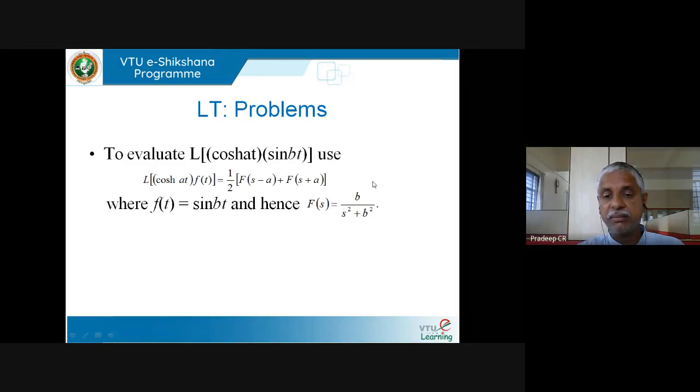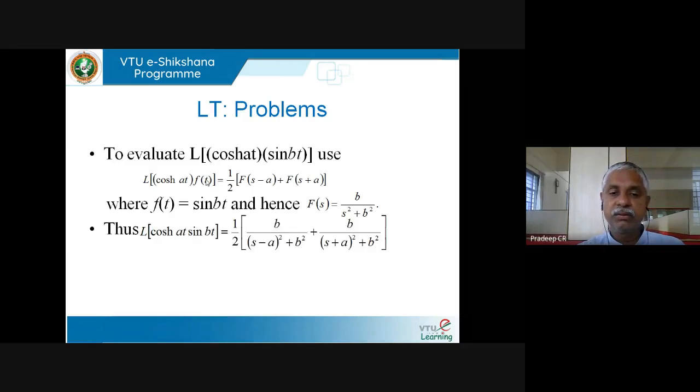In this, I will replace s by s minus a if I want to get this, because this is nothing but capital F of (s minus a). Capital F of s is b by s square plus b square. So F of (s minus a) is b by (s minus a) whole square plus b square. And similarly, F of (s plus a) is b by (s plus a) whole square plus b square. So add both of them and divide by 2, take the average of the two, and you have ended up with Laplace of cosh at into f(t). That's what we will do.